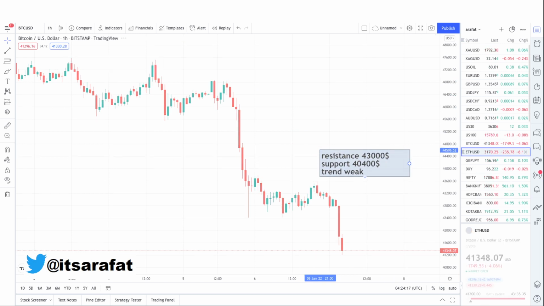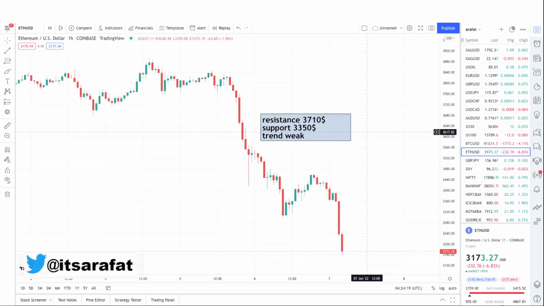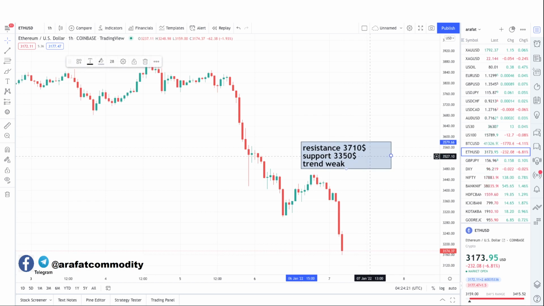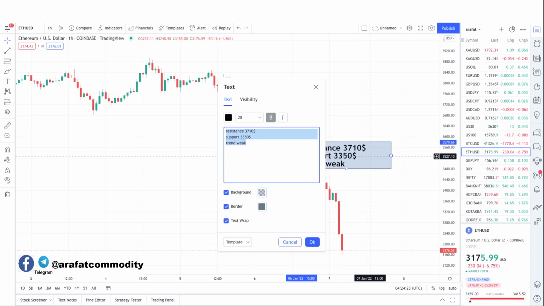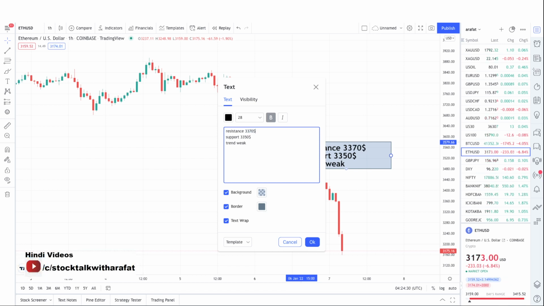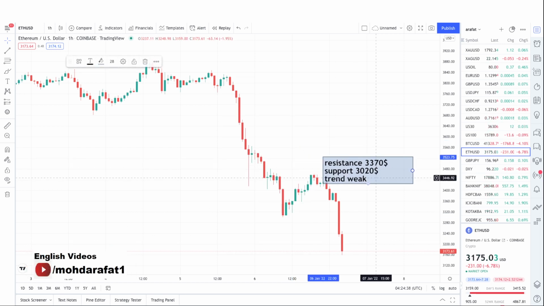Let's move on to Ethereum, shall we? Ethereum again, levels are invalid, so let's have a look at resistance and support. $33.70 will act as the resistance now. $30.20 will be support. Currently the trend is weak, so trade accordingly.